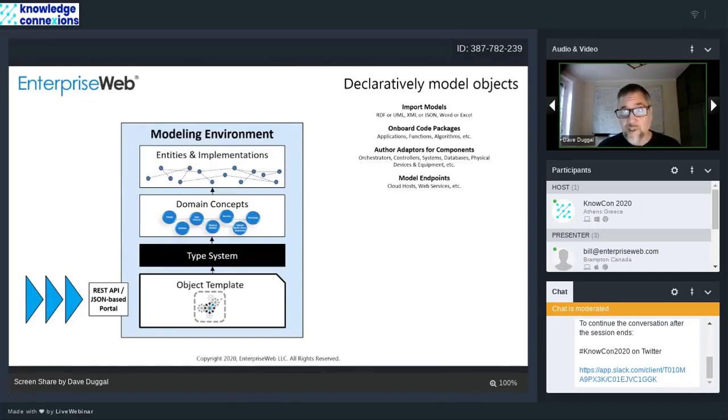So these are typed objects, regardless of what the object is. I can import a Word document, and Enterprise Web will automatically introspect that Word document, do the entity extraction, do the algorithmic mapping. Same thing for RDF, UML, XML, or JSON. But it's the same thing also if you give me a code package, right? So if you give me a function, an app, a business application, I can import that application the same way. I can take that code package the same way, index it, tag it, etc. And we can even enable you to author adapters or other complex system components.